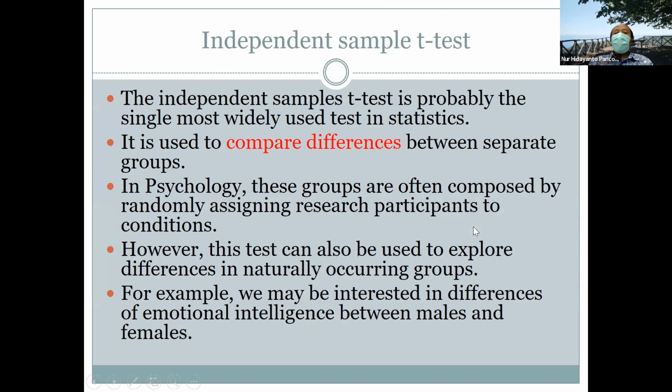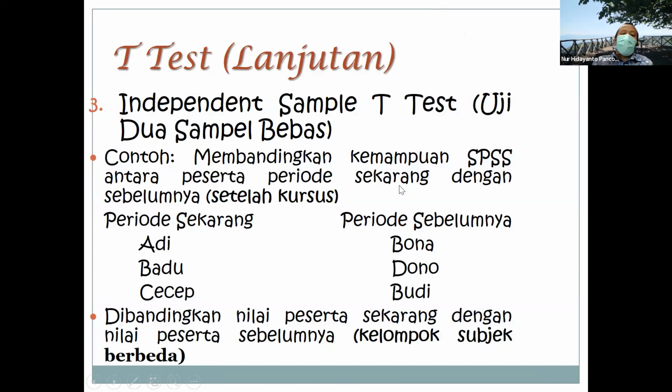All right, and then the next type of test is the independent sample t-test. This is the most widely used type of t-test. Most studies involving t-tests use this one. Okay, so what makes it different from the paired sample t-test? I'll give you an example now.